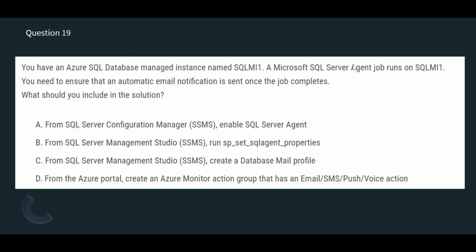So basically in this question you have a SQL Server Agent job that is running on a database, and this is a SQL database which is a managed instance. What you want to do is, if the job completes, you want to send an automatic email notification. So what should you include in the solution? That is the question. So it's simple.